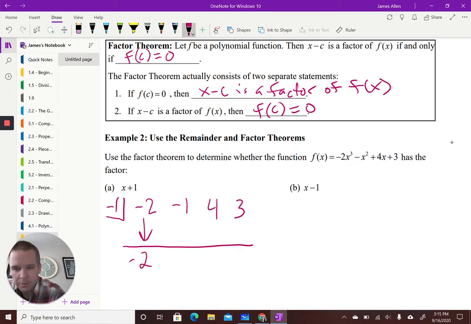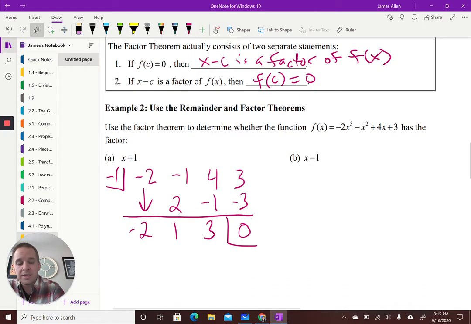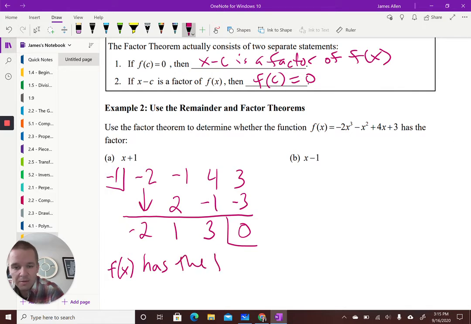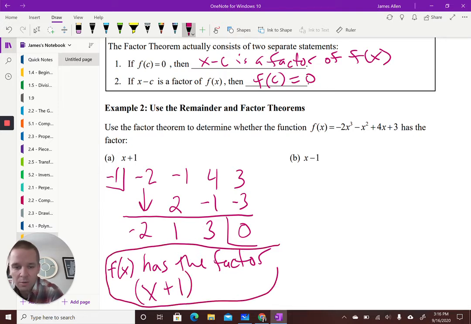So I'll drop the negative 2. Multiply and I get 2. Add vertically I get 1. And then I'd have negative 1 when I multiply negative 1 and 1. Then add vertically I get 3. Multiply negative 1 to 3 and I get negative 3. Add 0. My remainder is 0. So what does this mean? That's important. That means that f of x has the factor x plus 1. And we can do more than just this with what we have going on here.